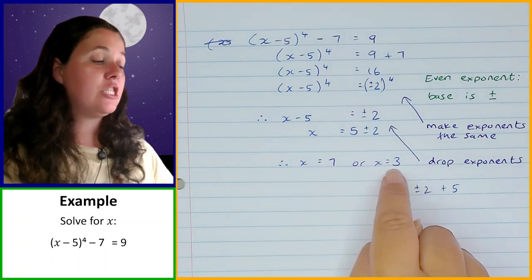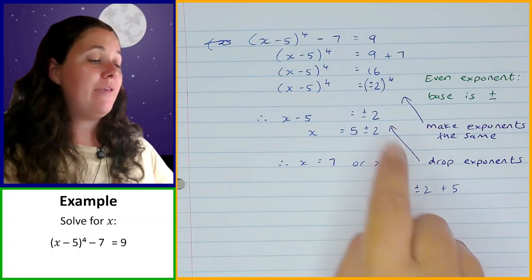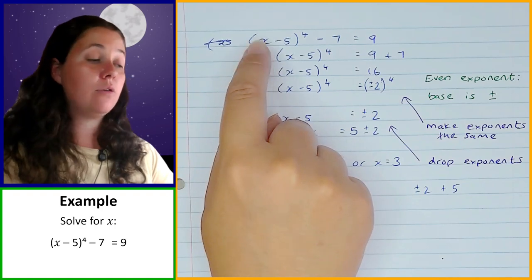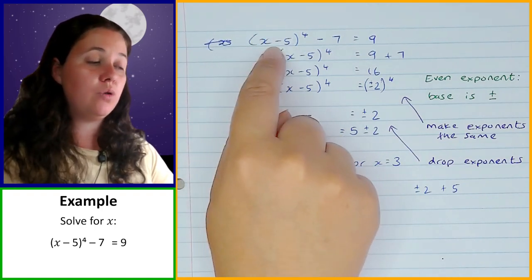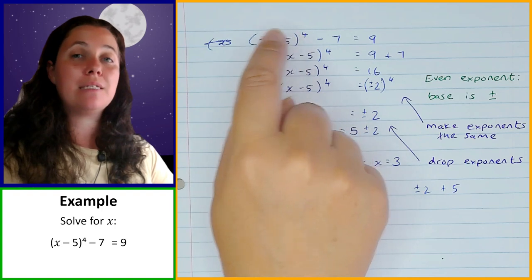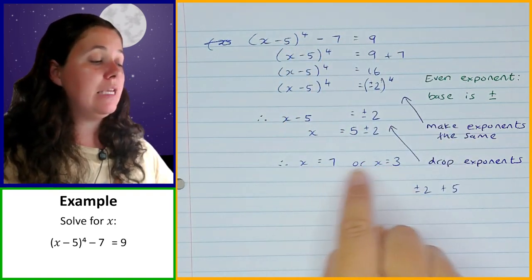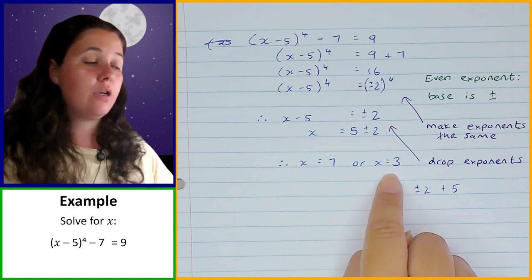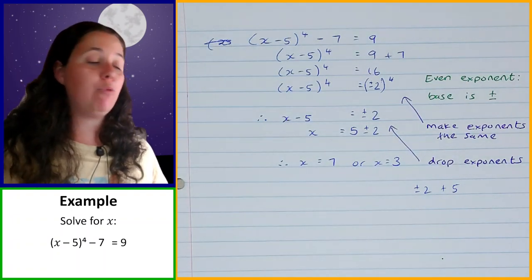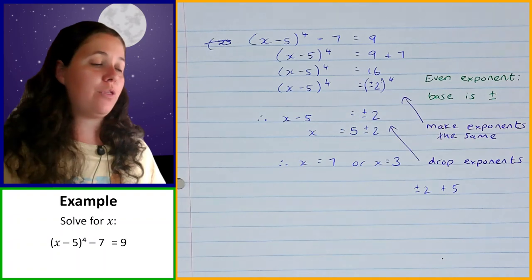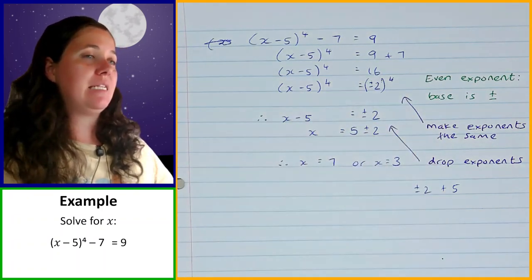Let's check what happens when I have 3. If x is 3, then I have 3 minus 5, which is negative 2. Negative 2 to the power of 4 is 16. 16 minus 7 is 9. So both of these answers will work. Okay, and so we have to give both of them. We can't just give one, we have to give both. Okay, so that is what we get for that example.